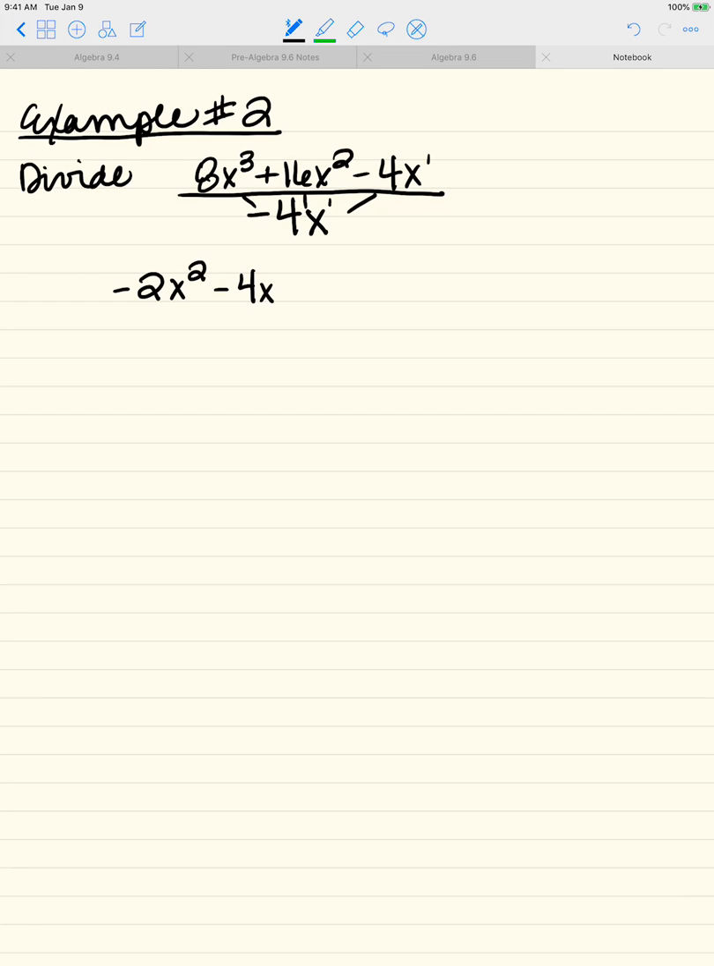Negative 4x divided by negative 4x is 1. So we don't even, just kidding, yes we do. I just don't know why I was about to say that. We do need to write the 1. Okay, negative 4x divided by negative 4x is 1. It's not 0. Make sure you indicate that. And there's your answer.